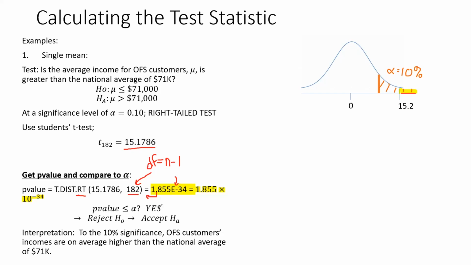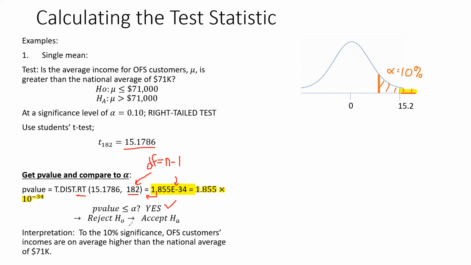So is that p-value less than or equal to alpha? Yes, absolutely. That's a tiny number. So we reject the null and we accept the alternative. And we would say that this is very strong evidence against the null because that value is so small. We feel like it's almost impossible that we would get this average in a sample if the true mean income for these customers is less than or equal to 71,000. So there's very, very strong evidence against the null.